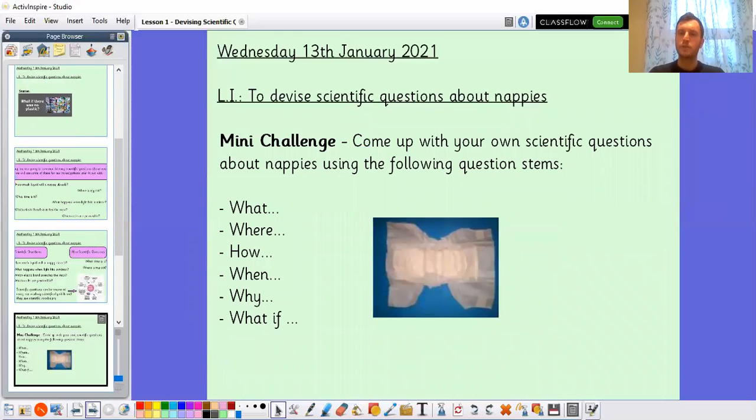Now, as a mini challenge, I want you to come up with your own scientific questions about nappies using the following question stems: what, where, how, when, why, what if? Can you have a go at creating some scientific questions there? And remember, we need to use scientific vocabulary. So think about the kind of words you would or maybe wouldn't use as you come up with those questions. Again, pause the video there, have a go at coming up with those questions using at least some of those question stems, and then we'll come back together in a moment.